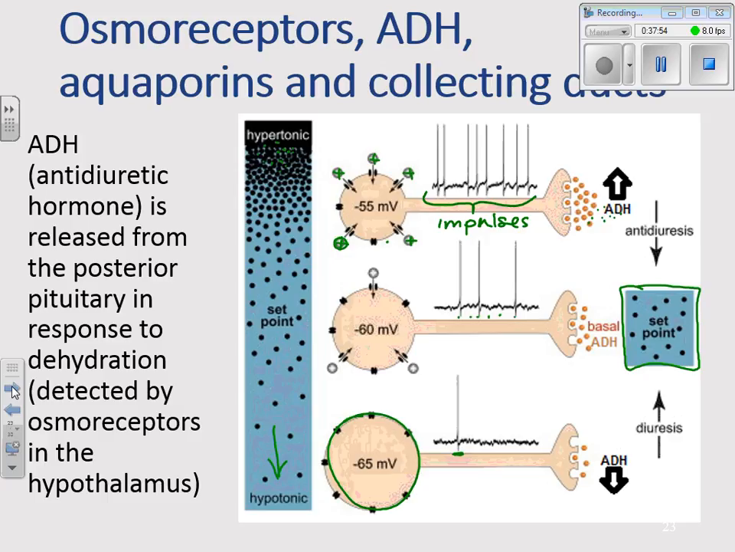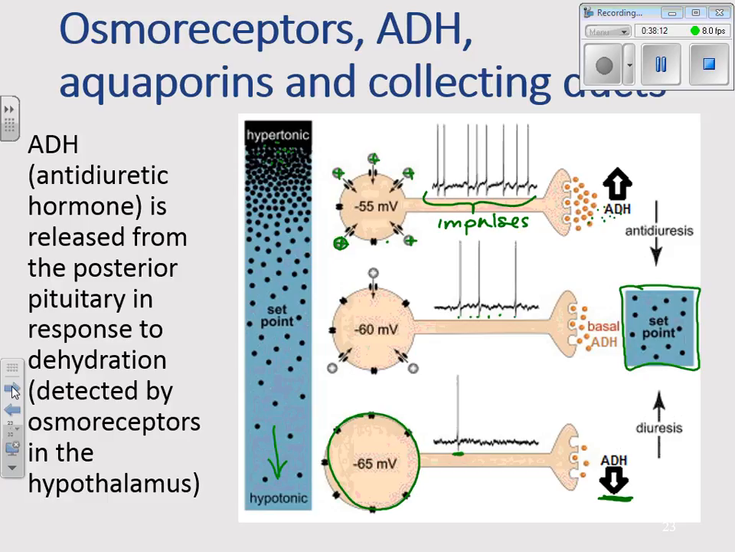Consequently, we don't get ADH produced. There's a reduction in that, and the body can lose water through the kidney as much as it likes. So that's the control system in terms of the hormones, but I haven't mentioned the aquaporins yet. Where the heck do they come in then?